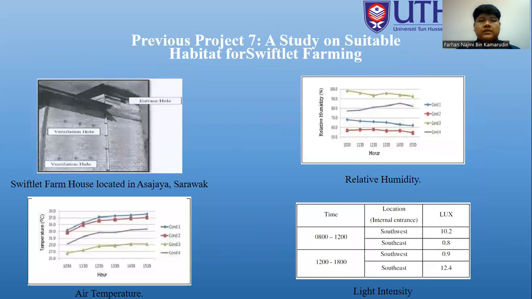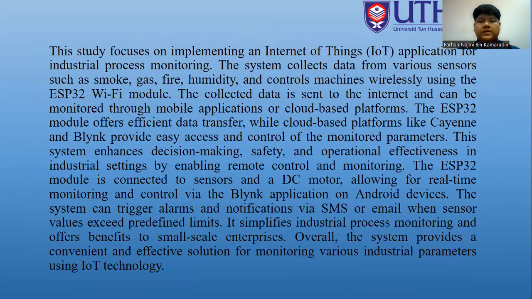So for the seventh project, a study of suitable habitat for swiftlet farming. There are 4 pictures that I have. The first one is the swiftlet farmhouse located in Asajaya, Sarawak. The second one is air temperature, relative humidity, and the last one is light intensity.